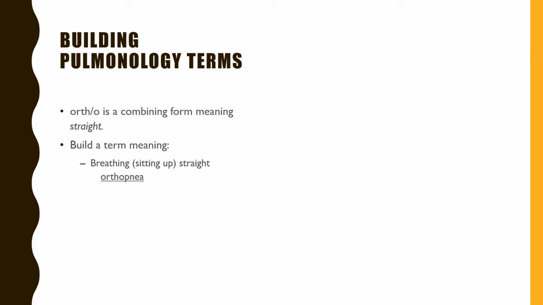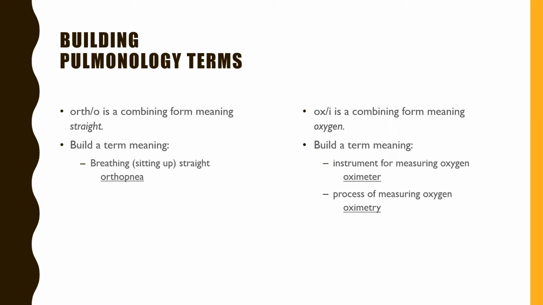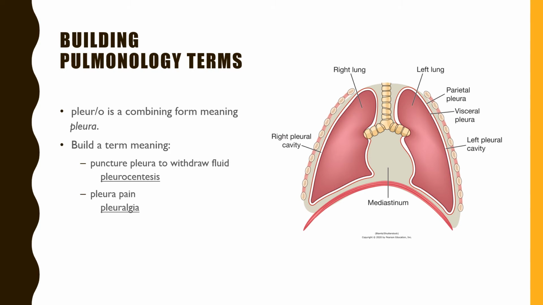Orthopnea is breathing sitting up straight. Oxy is a combining form meaning oxygen. An instrument for measuring oxygen is an oximeter. The process of measuring oxygen is oximetry. Pleurocentesis is to puncture the pleura to withdraw fluid. Pleuralgia is pleural pain.